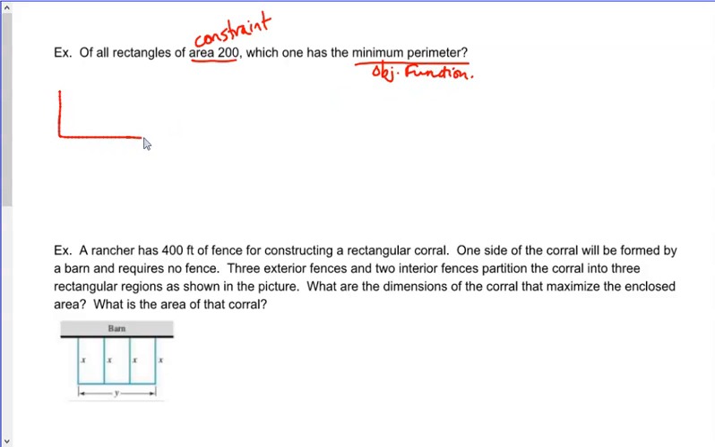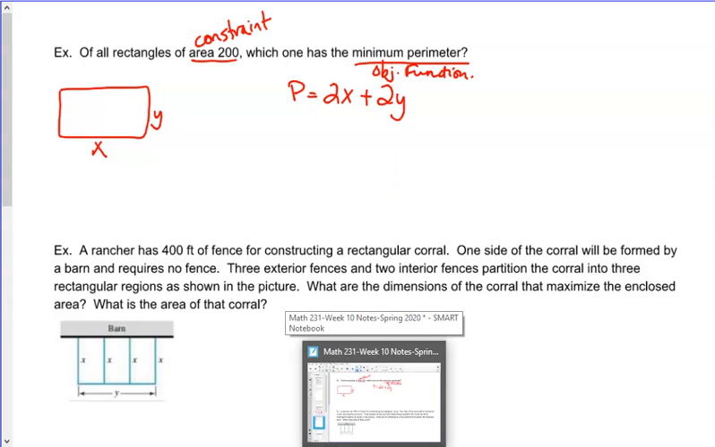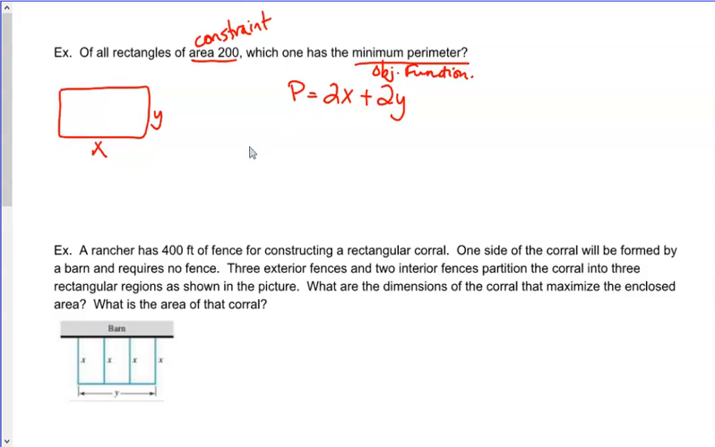So we're talking about a rectangle, so I'm going to draw a rectangle, and I'm going to apply some values to it. Just call them x and y. You can call them L and W for length and width. It doesn't matter. But we need to write the objective function first, and then the constraint, or vice versa. Then we're going to plug one into the other. So let's just start with the perimeter. If I want to minimize the perimeter of a rectangle given a length of x and a width of y, I need two x's and two y's to give me the perimeter.